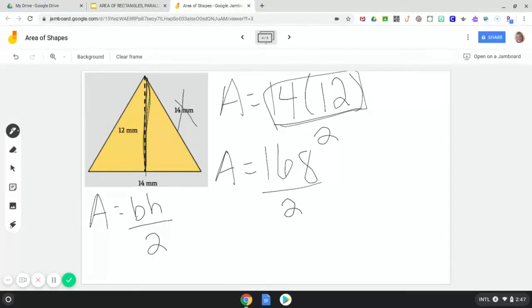So 168 divided by 2 is 84. And again, more than two numbers, but you're taking a base and a height. So that's two dimensions and multiplied those together. And so that is why you have your exponent right there. So your area is 84 millimeters squared.